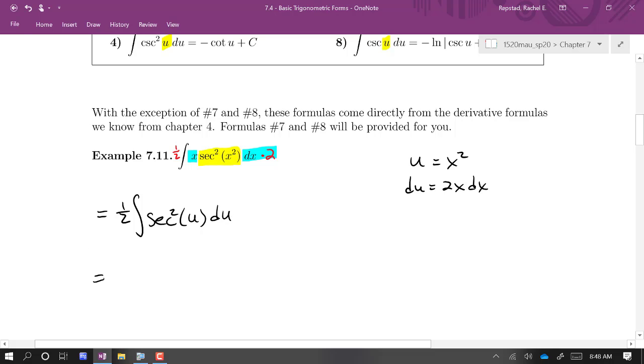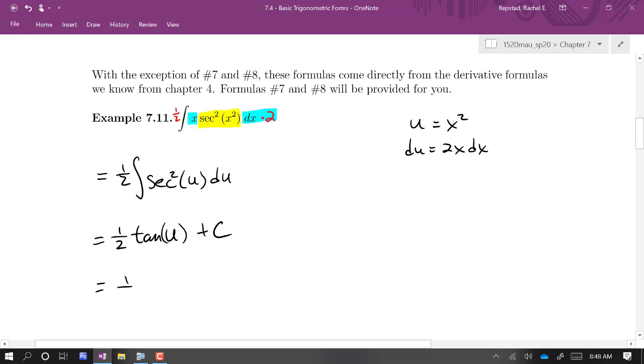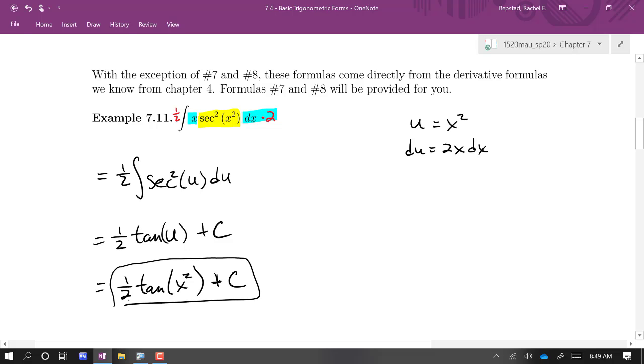The function whose derivative is equal to secant squared, well, that's the tangent function. Whoops, I've already integrated, so I'm not going to write the integral sign. 1/2 tan u plus a constant. Putting our expression for u back in, we get 1/2 tan of x squared plus a constant. And you can check, if you take the derivative of 1/2 tan of x squared, you will get secant squared of x squared times x dx.